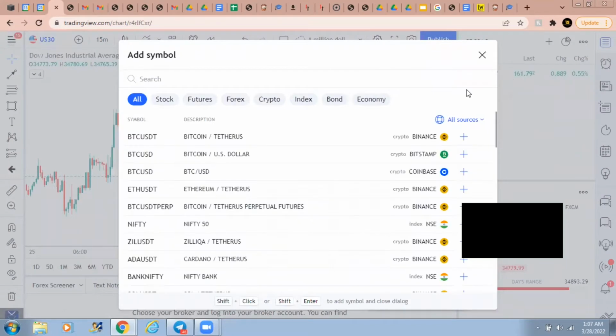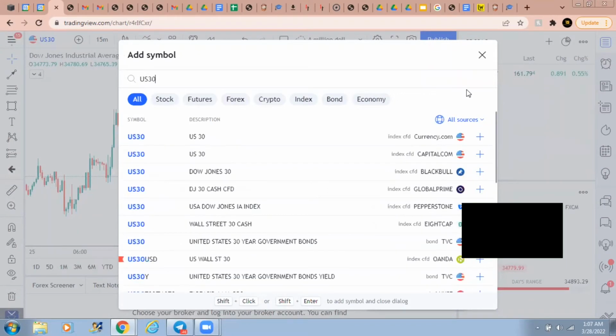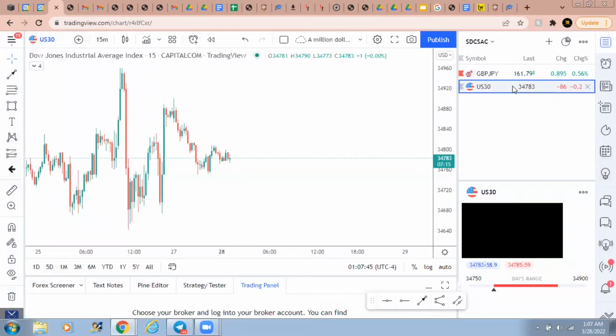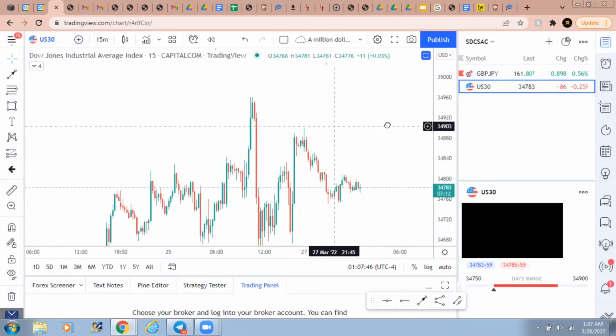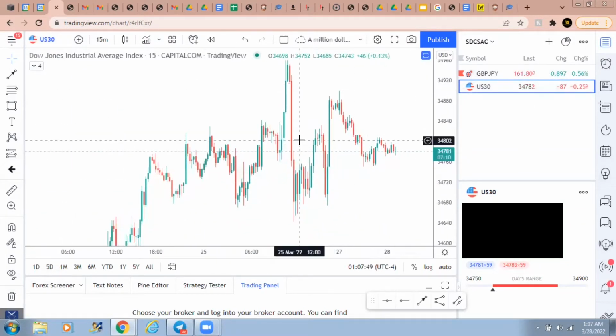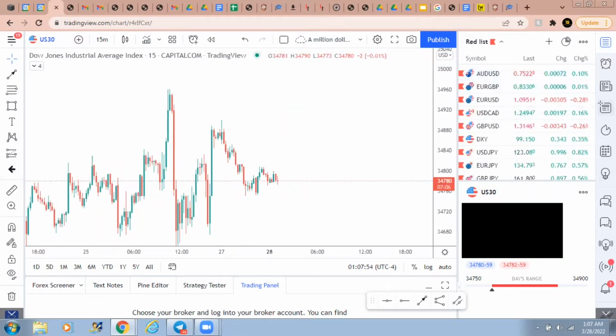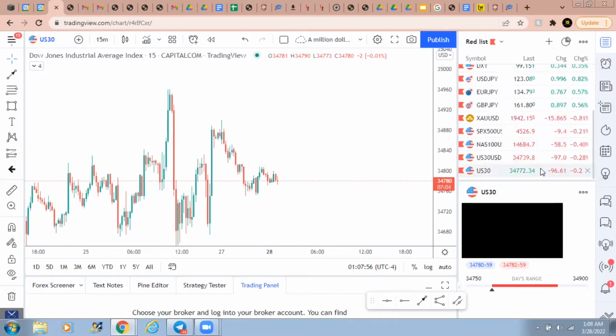Let's do another example. Let's say we have US 30 right here. Click it, there you go. It shows you US 30. Same thing with GBP JPY. So let's go back over here.